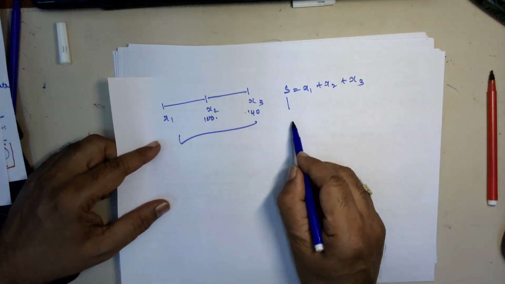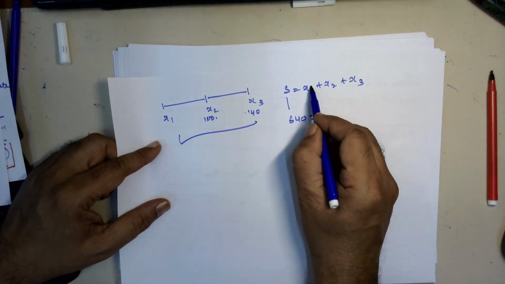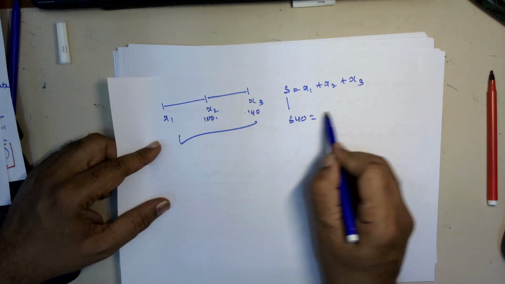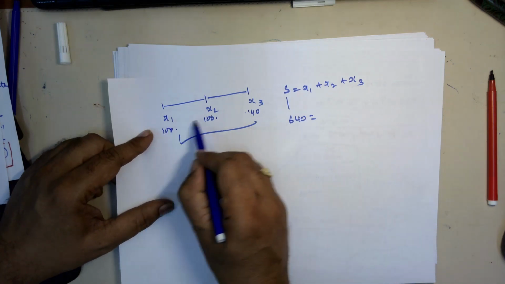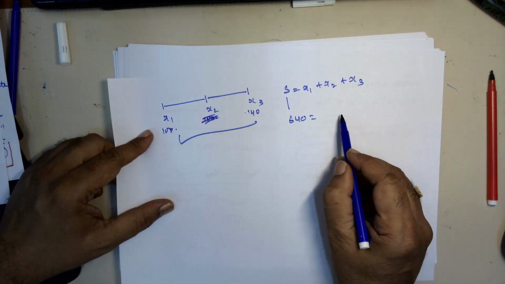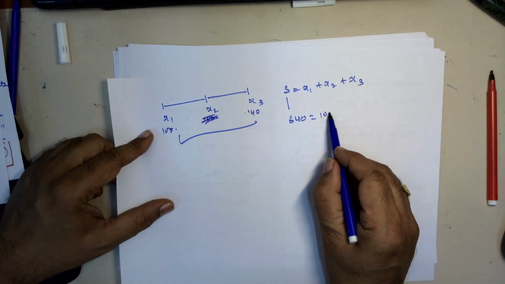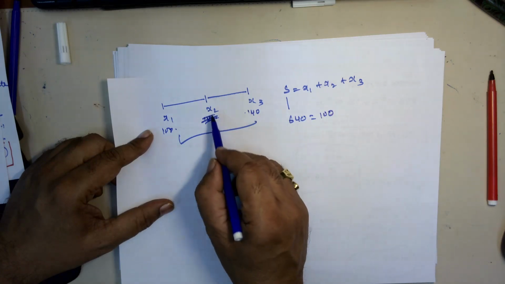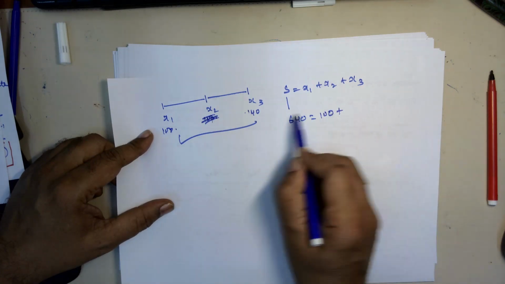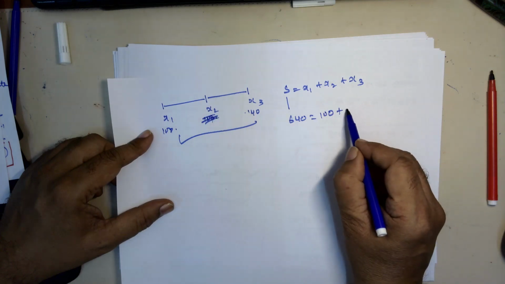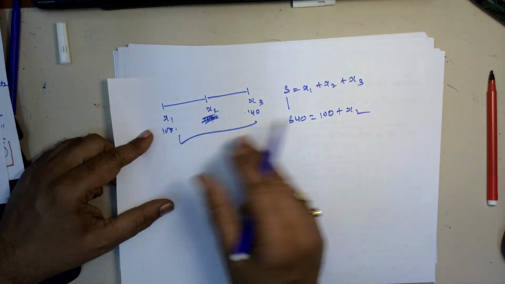640. And the x1 is how much? X1, that is, it starts from 100. We do not know this. How much? 100. And what about this distance? This is, say, about x2. We need to find out.